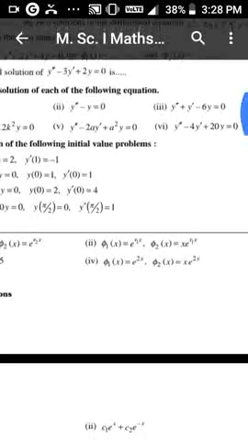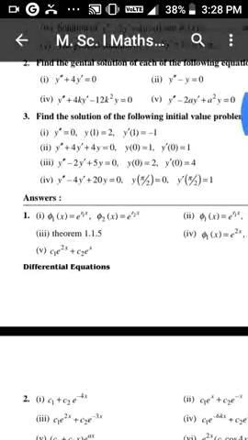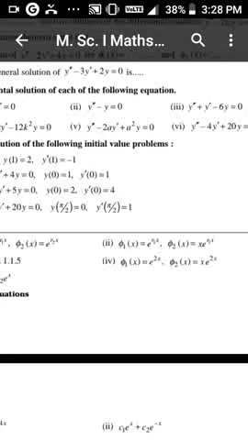Now y double dash plus y dash minus 6y is equal to 0. Its characteristic polynomial is p of r is equal to r square plus r minus 6 is equal to 0, and r plus 3 into r minus 2 is equal to 0. Therefore, r is equal to minus 3 and r is equal to plus 2.